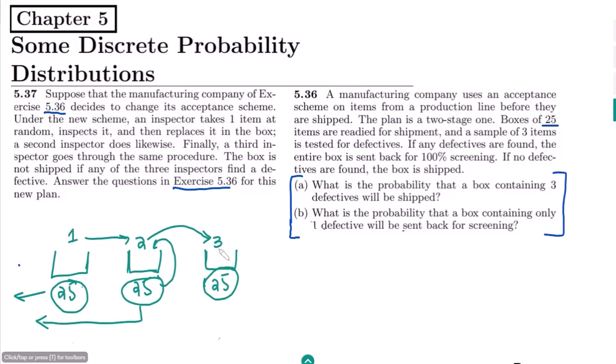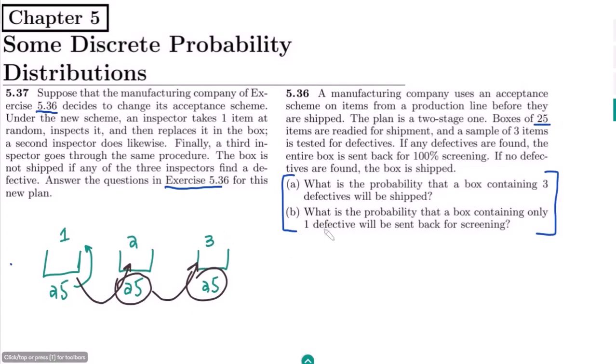He will again pick a single item randomly from it and follow the same procedure. He will check it. If that item is non-defective, he will ship it. Otherwise, he will send it back and will not recommend it for shipping. So that is the overall procedure which will be followed here.